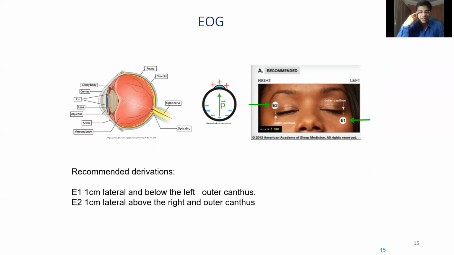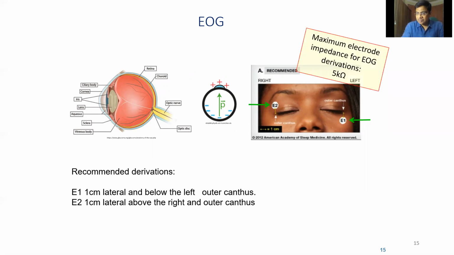Where our eyelid meets is called the canthus. In this, this is the right canthus and this is the left canthus. So 1 centimeter right, 1 centimeter above the right canthus is E2. Again here, 1 centimeter left, 1 centimeter down will be your E1. So E2 is 1 centimeter above, E1 is 1 centimeter left and 1 centimeter down. E2 is 1 centimeter right, 1 centimeter above.